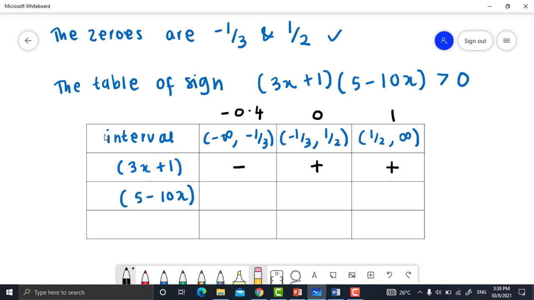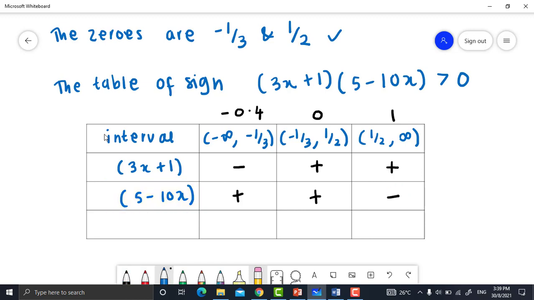Alright, next for 5 minus 10x. So I will substitute x equal to -0.4 into 5 minus 10x equal to 9. 9 is positive value, so positive sign. Then next, 5 minus 10 times 0, 5. So 5 is positive value, so positive here. And then 1: 5 minus 10 times 1 equal to -5. So -5 is negative value, so negative sign here.